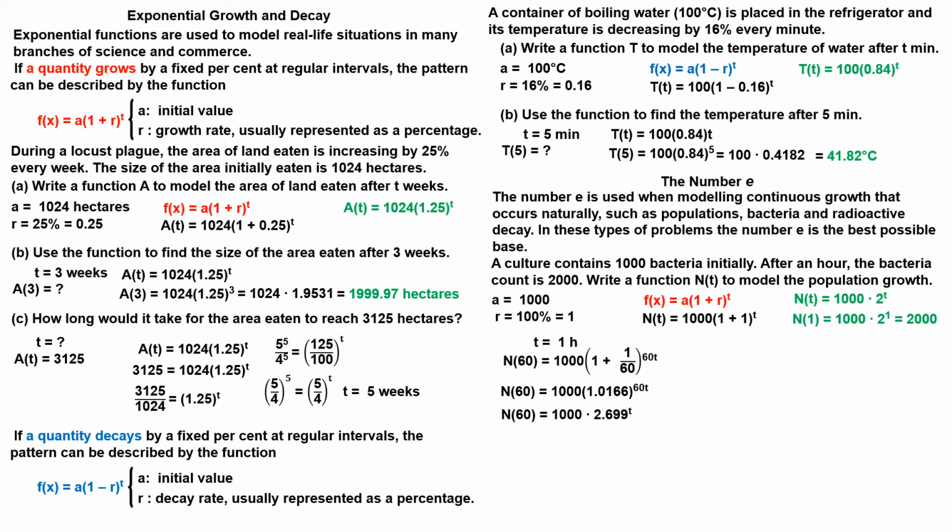Suppose we want to make the same problem, but now we want the rate per second. So we take the rate and divide it by 3,600 because 1 hour has 3,600 seconds. After performing the calculations, we get this formula.